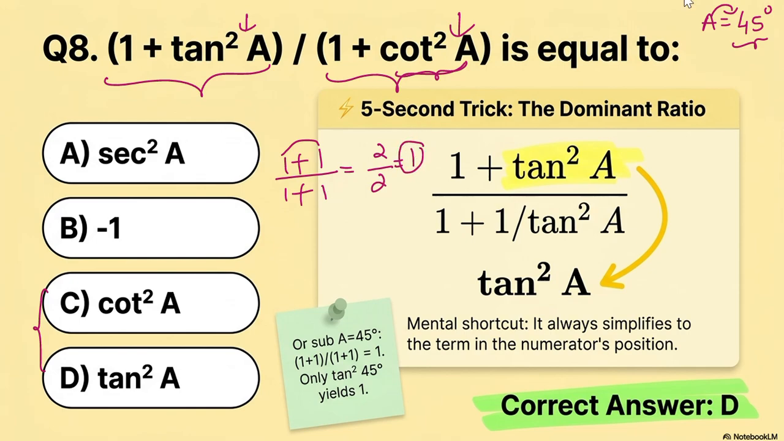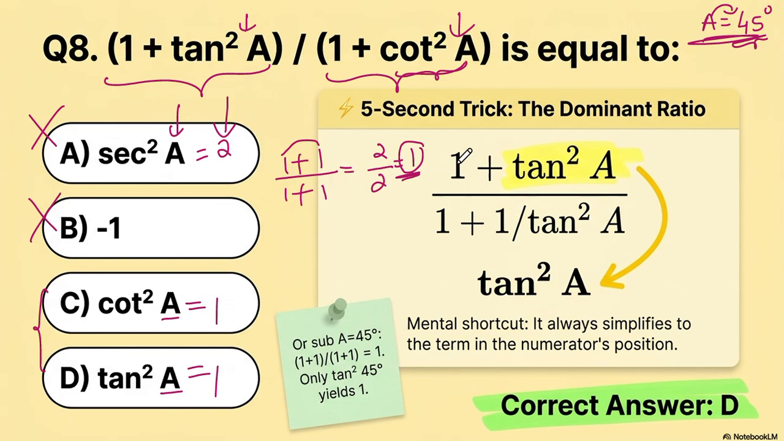So we must get the answer 1 when we put 45 degrees. If you put 45 in the first option, sec 45 is root 2, and root 2 square is 2, so we get 2, but we want the answer to be 1, so this option is wrong. The second option, minus 1, is also wrong. But if you put 45 degrees in options C and D, in both cases you get the answer 1. So two options are already discarded. Now we have to eliminate either C or D.